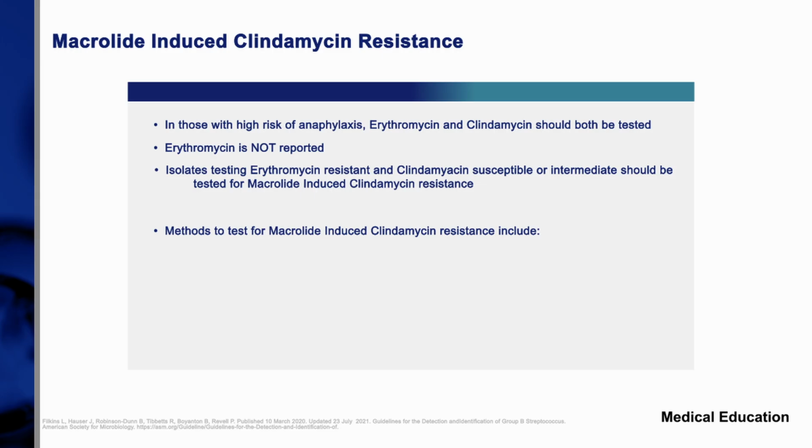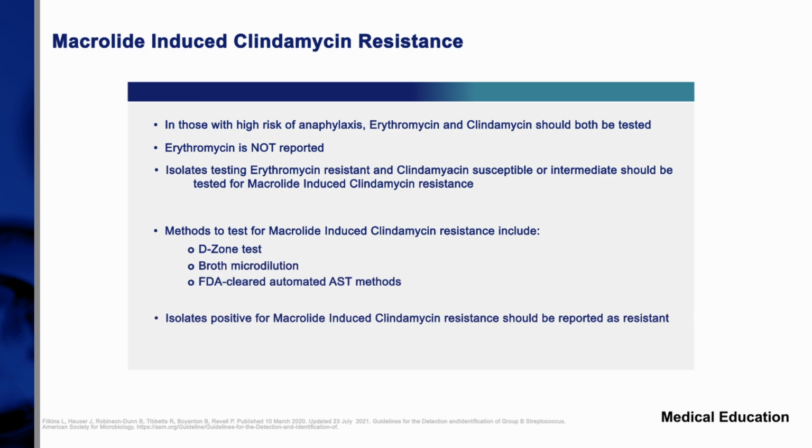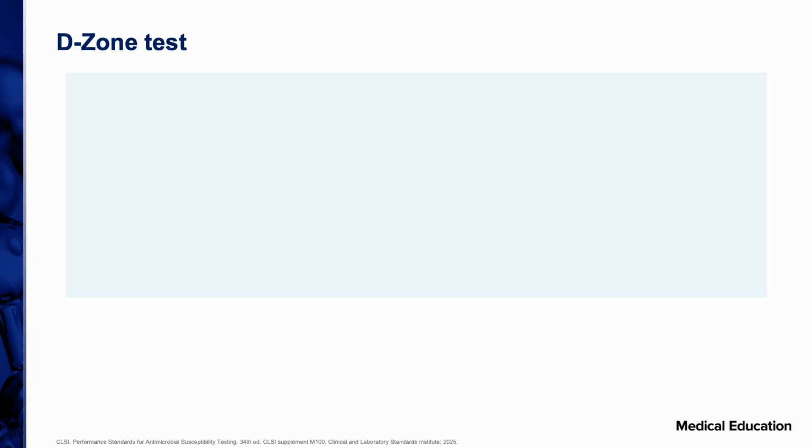But a nice test to do, and a common test still in the laboratory, is the D-zone test, right? This is done to see if a macrolide, in this case erythromycin, could turn on resistance to clindamycin. And how that looks is like this.